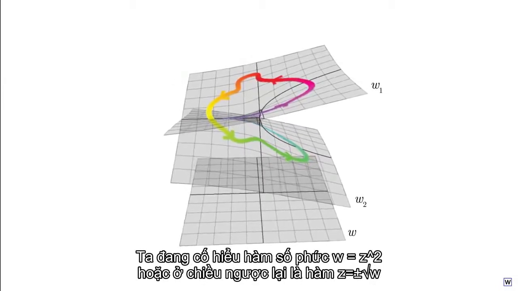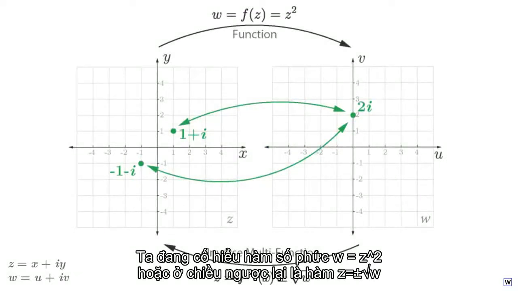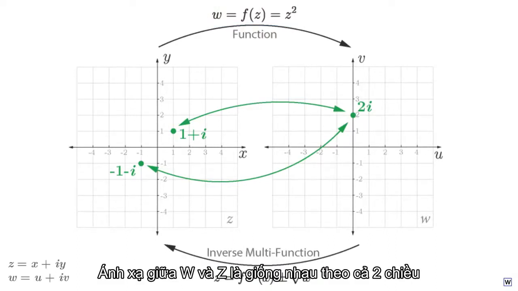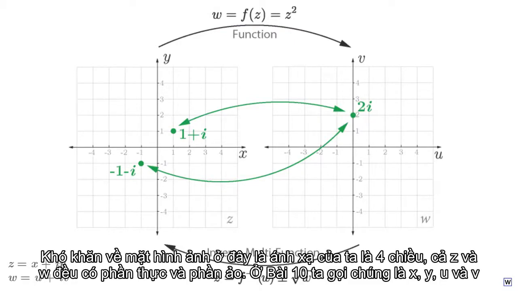Before we start drawing paths all over our surface, let's make sure we know what we're looking at. We're trying to understand the complex function W equals Z squared, or taken in the other direction, Z equals plus or minus the square root of W. The mapping between W and Z is the same in both directions. The visualization challenge here is that our mapping is 4-dimensional. Both Z and W have real and imaginary parts. Back in part 10, we called these X, Y, U, and V.